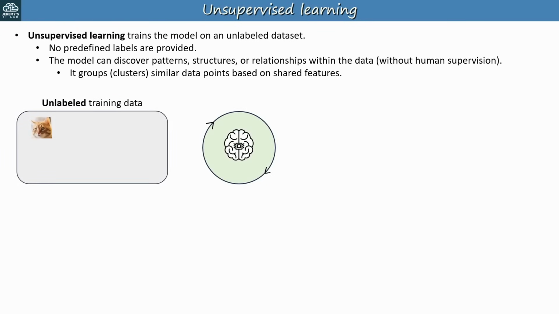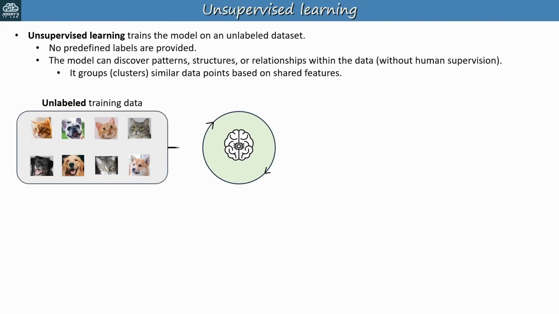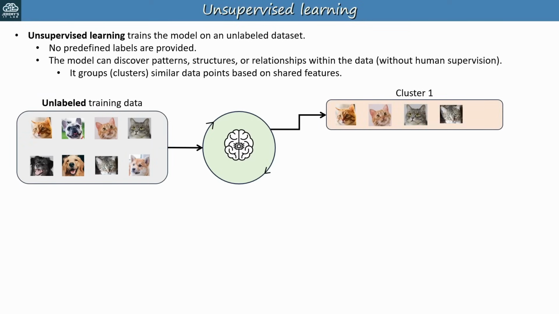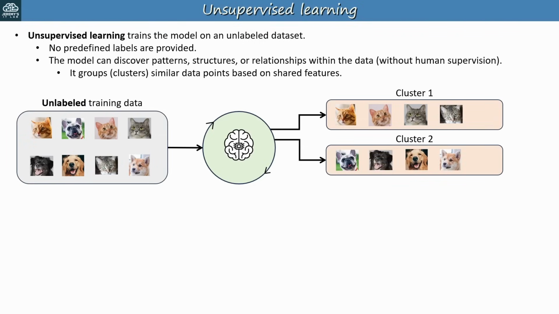Let's use the same example as before, feeding the model photos of cats and dogs. In unsupervised learning, we feed the model unlabeled training data, so the images are provided without identifying them as cat or dog. The model processes the data and looks for patterns or similarities among the images. Based on its analysis, it groups the images into clusters. Here, it has identified that the cat images all share similar features, grouping them into cluster 1. The dog photos, sharing their own set of features, are grouped into cluster 2.